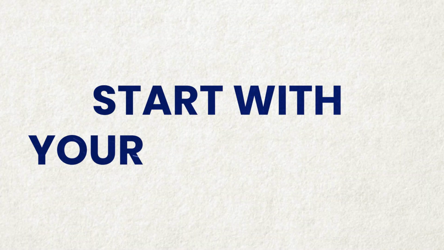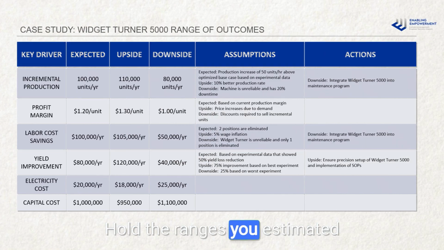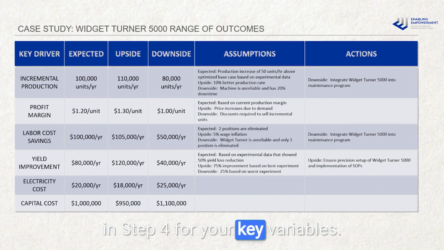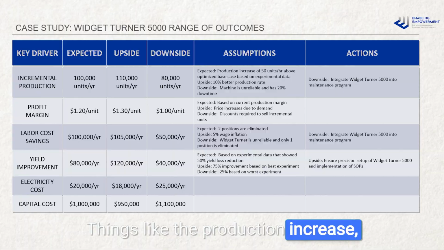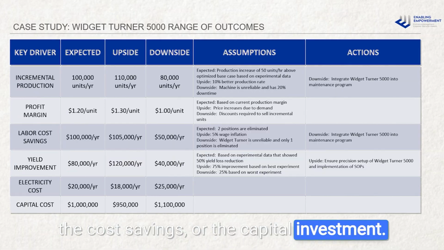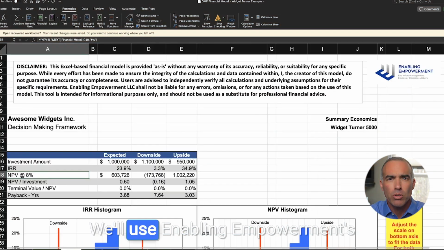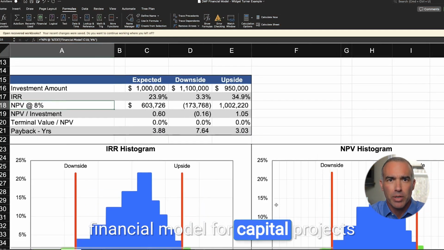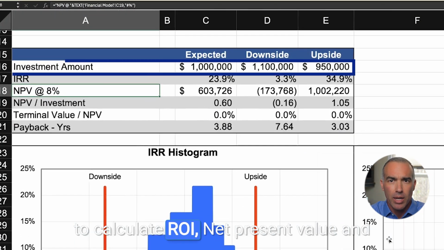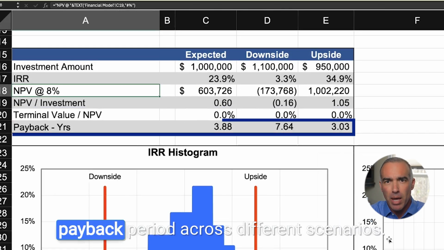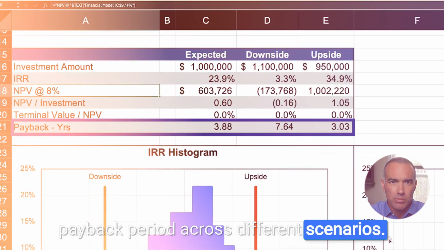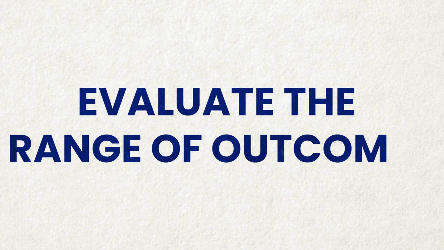Step 1. Start with your key drivers. Pull the ranges you estimated in Step 4 for your key variables. Things like the production increase, the cost savings, or the capital investment. Step 2. Use a financial model to calculate ROI. We'll use Enabling Empowerment's financial model for capital projects to calculate ROI, net present value, and payback period across different scenarios. Step 3. Evaluate the range of outcomes.